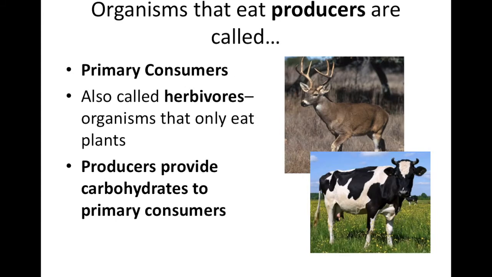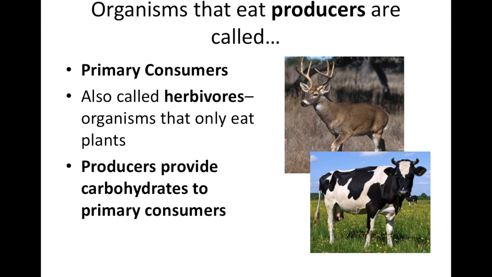Now let's go one level up. Organisms that are eating producers are called primary consumers, and we also call them herbivores. As you know, herbivores are organisms that eat only plants. So these producers are giving the carbohydrates to the primary consumers. And here are some examples. You have cows that eat plants. You have moose that are also eating the plants.